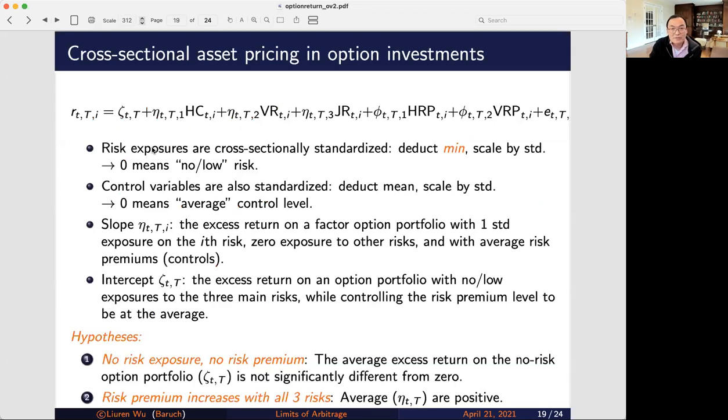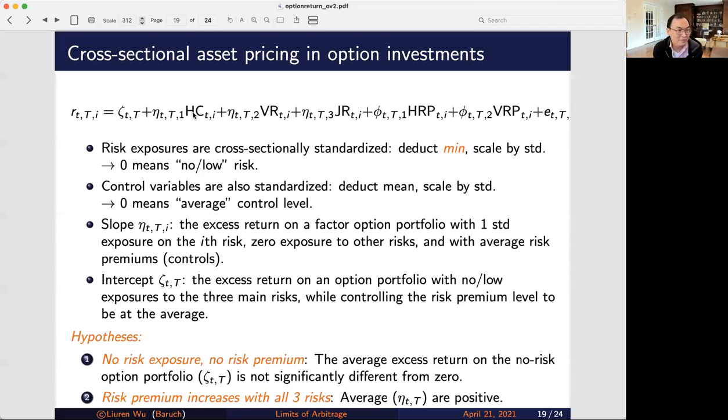Okay. So first, we did a cross-sectional factor structure model, very similar to a Barra model on stock returns or Fama-MacBeth, right? These are option returns regressed against these common characteristics in the cross-sectional regression. And we standardize these characteristics. Specifically, I standardize these three characteristics in a slightly different way. Instead of demeaning, I just deduct the minimum and scale by the standard deviation, so that when HC is zero, when the standardized measure is zero, it means the risk is low.